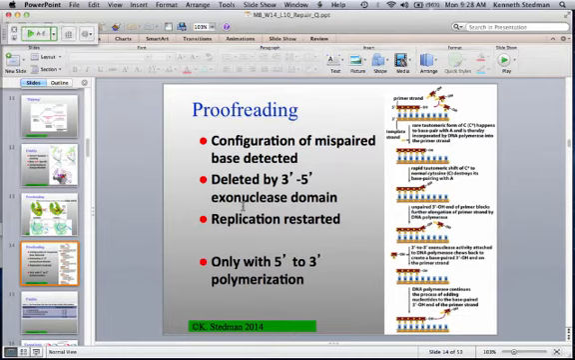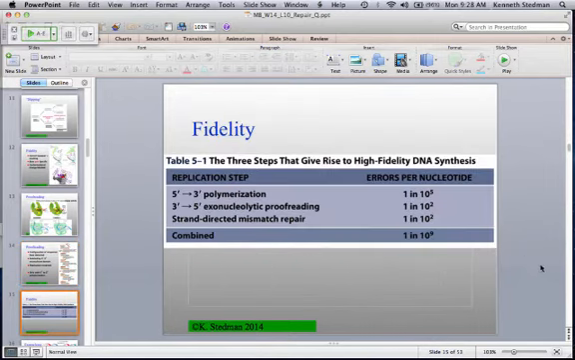So basically, because of the chemistry, you have to have 5' to 3' polymerization. And if you didn't, you had 3' to 5' polymerization, you wouldn't be able to repair it, at least not with this kind of proofreading mechanism. And it turns out that proofreading gives you about a 100-fold increase in your fidelity.